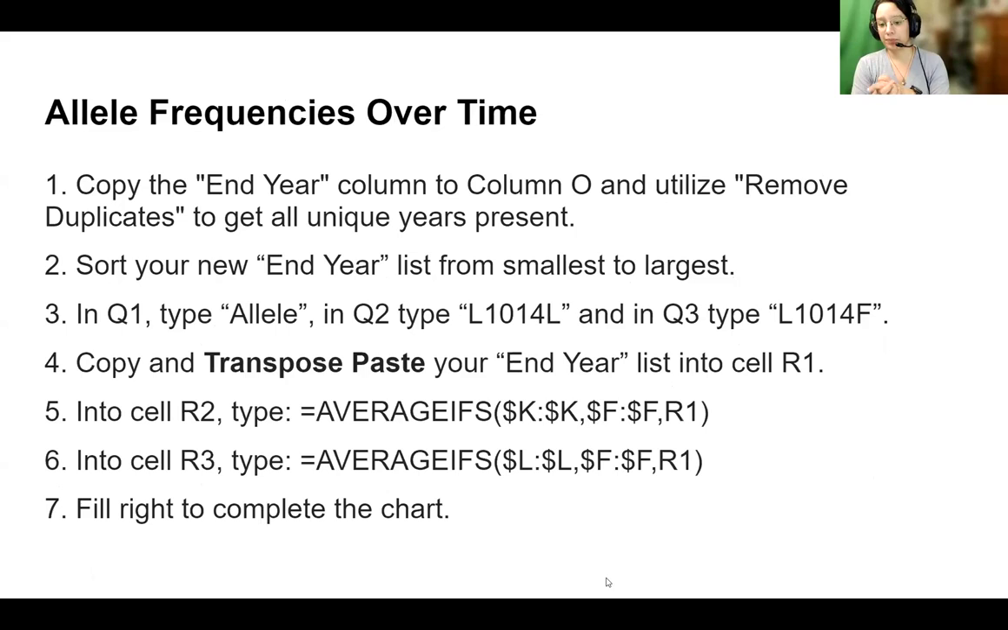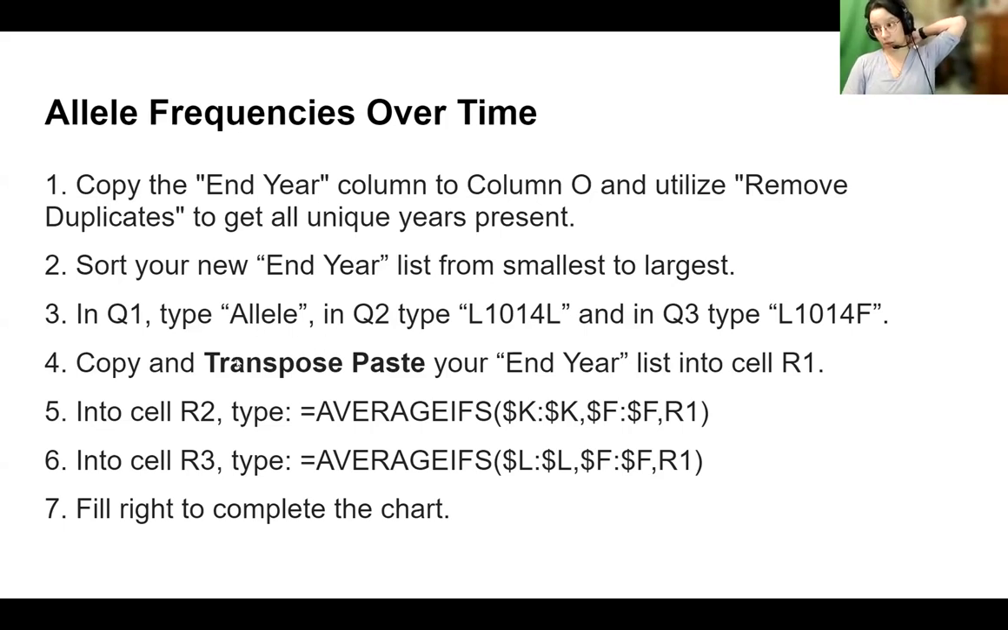And then the next one, allele frequencies over time. So for this one, what we're going to do is starting out very similar. Since it's over time, we need to extract our years. So copying the end year column to column O, remove duplicates, get all the unique years present, and sort your new end year list from smallest to largest.